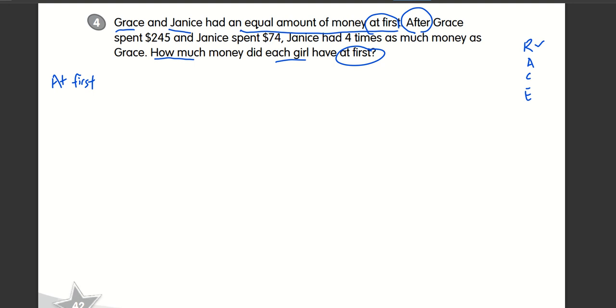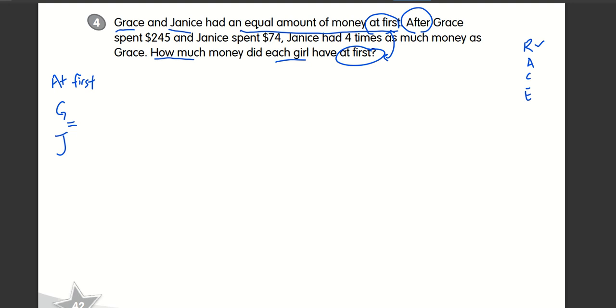Okay, so it's back to at first. How much money did each get at first is related to the first sentence, they have an equal amount of money. So that's why I say each girl, no matter if it is Grace at first or Janice at first, they're supposed to be the same number. So first we have Grace and then we have Janice. At the start they are equal. Okay, they're equal to one another. Grace equals Janice.